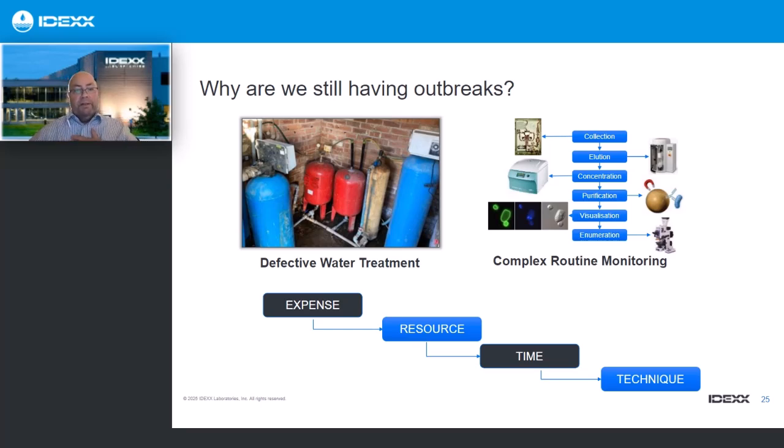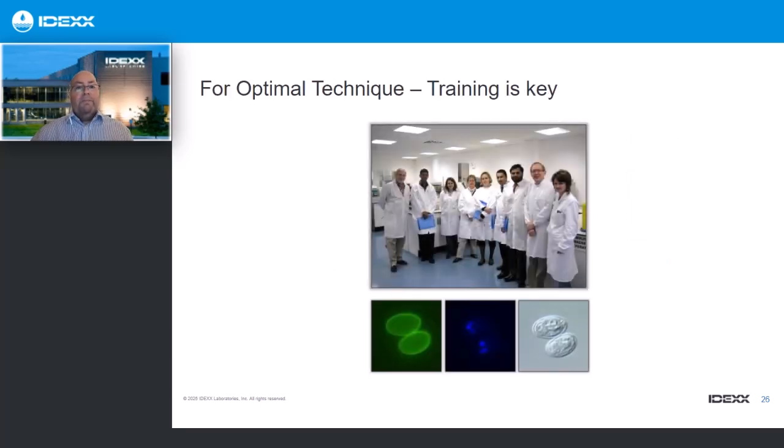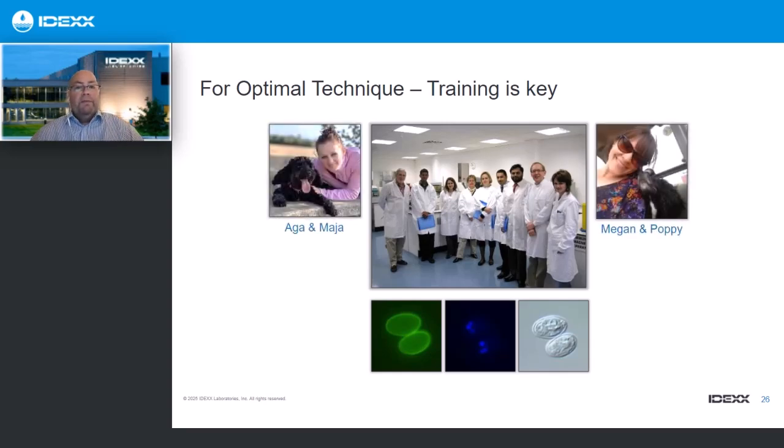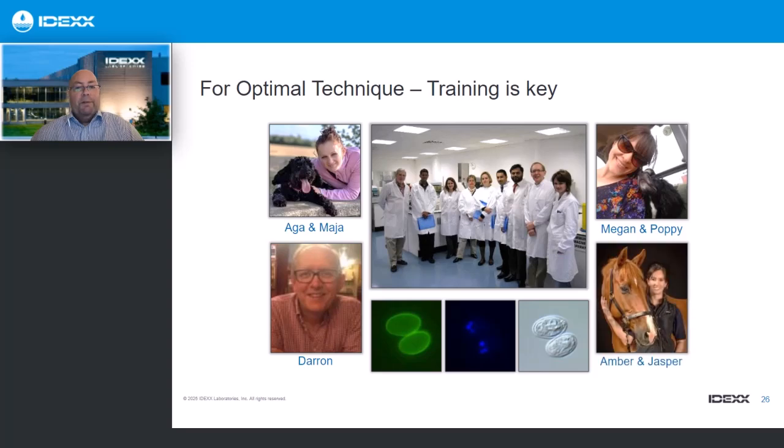What do we at IDEX try and do about that? Well, one of the things we cover is training. Training is absolutely key to performing this method, and constant monitoring will improve training over time. So we have a number of analysts. These are some of my colleagues from the UK that have helped us perform training over the years. And we've had numerous groups from around the world come through our laboratory to learn the technique and then apply it within their own laboratories.